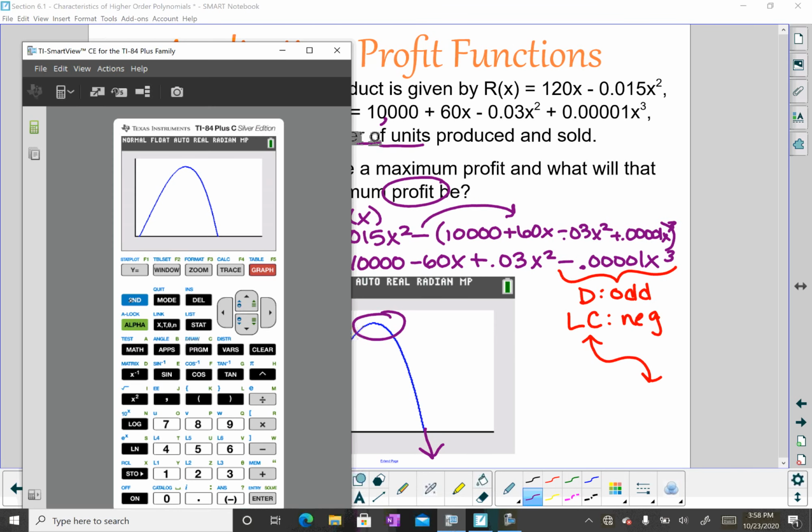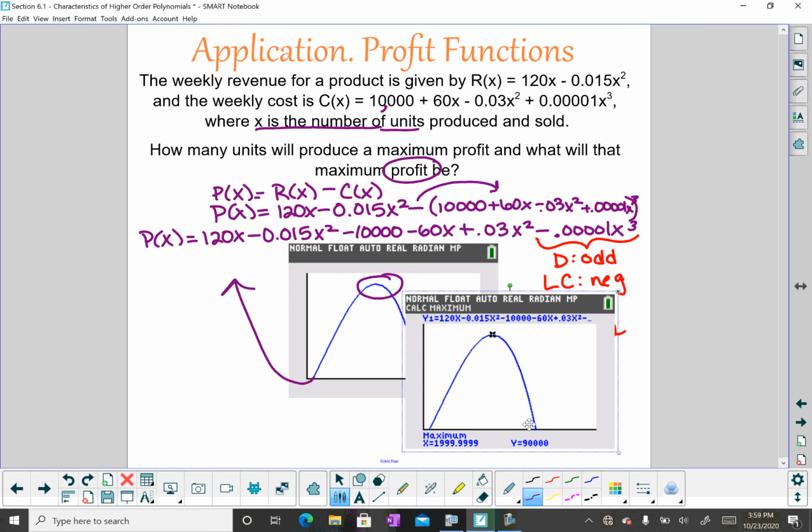So in my calculator, I'm going to hit second calculate, maximum number 4, and then I'm just going to do the same thing we did before. I'm just going to scroll to the left and the right of it. So, oop, I lost it. To the left, I hit enter. To the right, I hit enter, and then hit enter one more time. And you can see it's rounded kind of strangely there, but my maximum is occurring at 2,000 and 90,000 is that point.